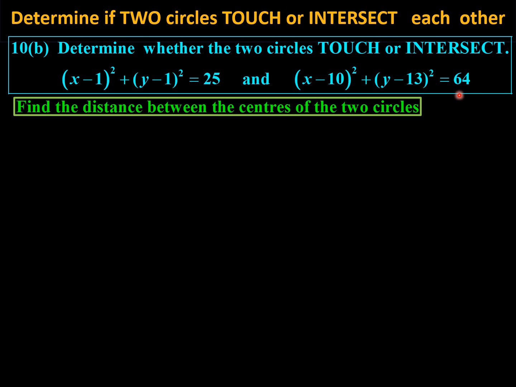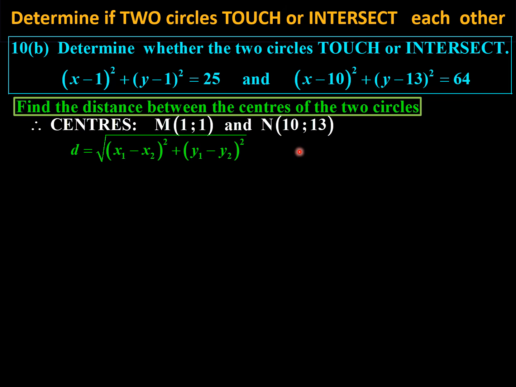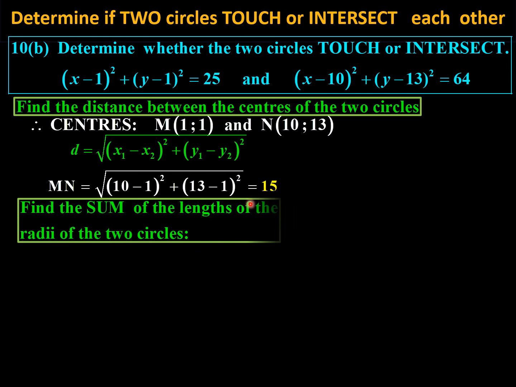Now let's find the distance between the two centers. So let's get the two centers, 1 and 1, and 10 and 13. Let's call them M and N. For distance, we use the distance formula. So the distance there is, in this case, 15. Let's add the two radii together. The one is 5 and the other one is 8. 5 and 8 is 13.